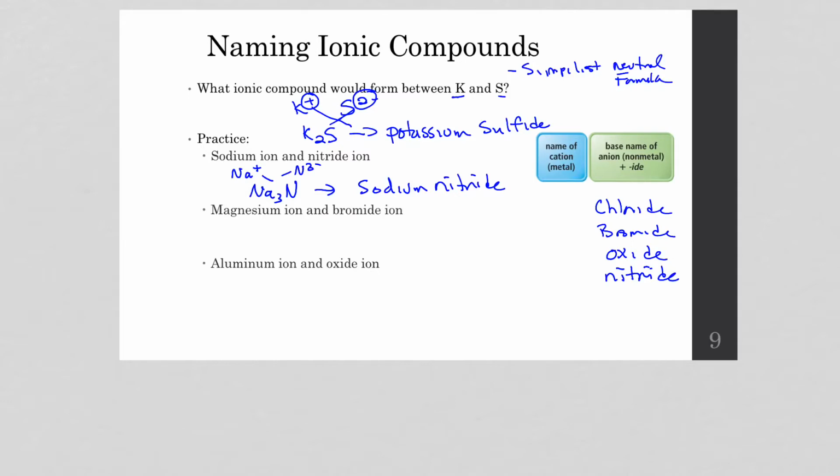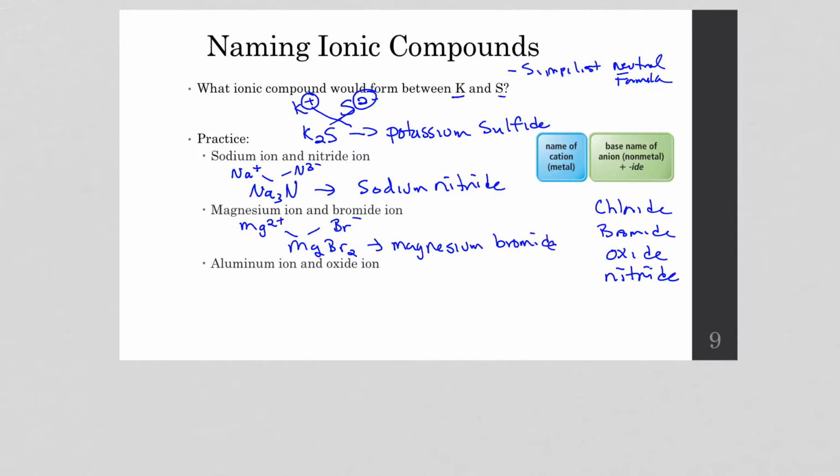Now we've got magnesium and bromide here. So the magnesium ion that will form, if we look at magnesium, we see that it's in group 2, right? So group 2 is going to form a 2 positive ion, and bromine is in group 7, the halogens, right? They are going to form -1 ions. Again, if we cross them over, we end up with 1 magnesium, 2 bromides, and we get a compound that's named magnesium bromide.